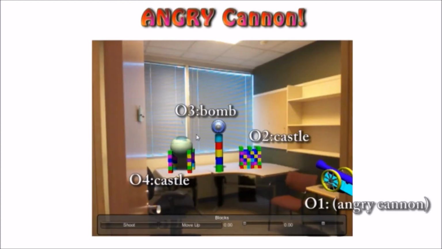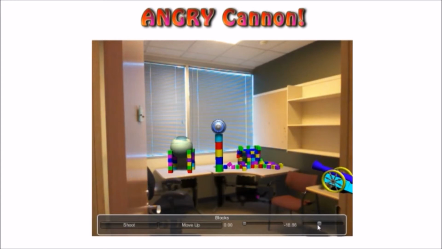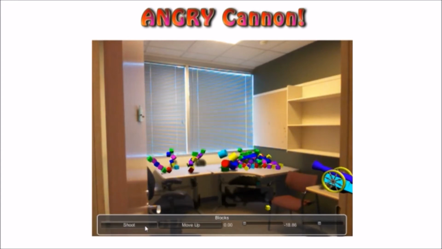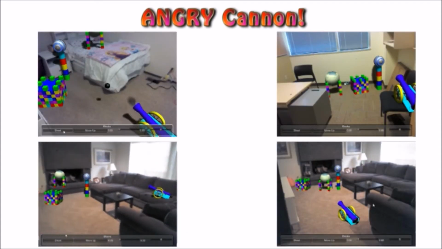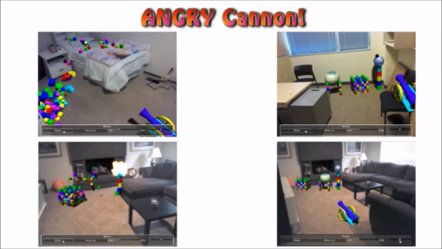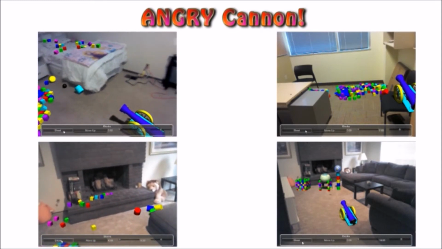Following are additional examples of applications enabled by our system. Angry Cannon is a game in which a user aims a really angry cannon at brick castles and bomb pillars around a room, attempting to knock them down. A physics engine is used to compute the cannonball trajectory and simulate the collapsing castles. The constraints are such that the brick castles and bombs are close to each other, while the cannon is a minimum distance away from them and facing in their direction.